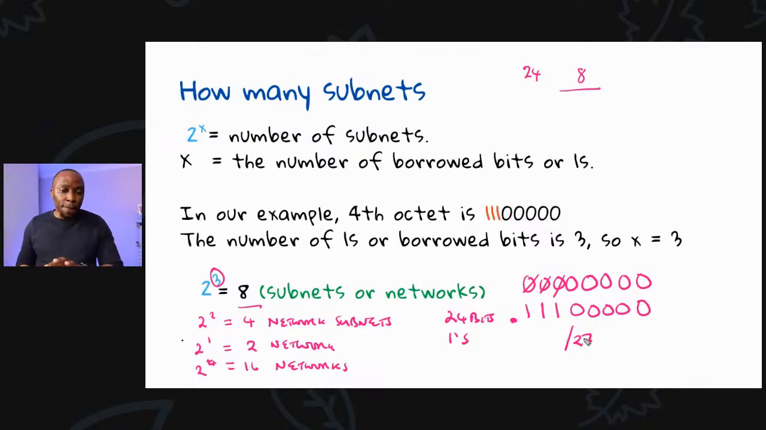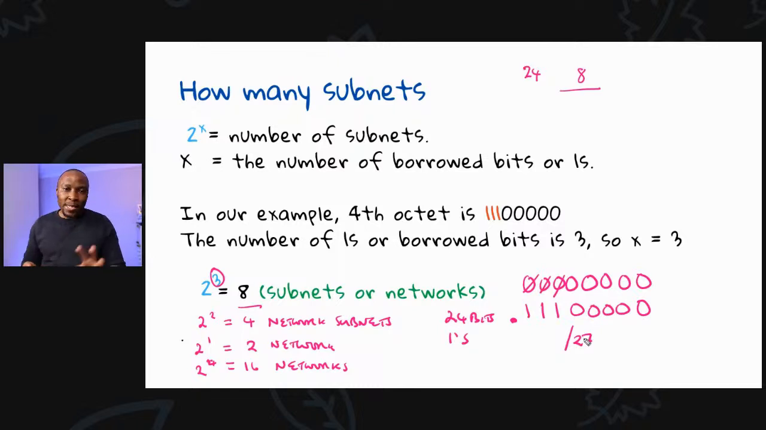clarity. And if I lose you somewhere along the lines, just let me know in the comment section, and I can come back and clarify, because this is important. So we said the number of networks is in relation to the number of bits that you borrow. The fewer bits you borrow, the fewer the networks. The more bits you borrow, the more the networks. Okay, so we have dealt with the networks part.